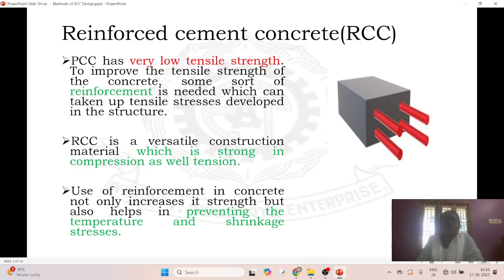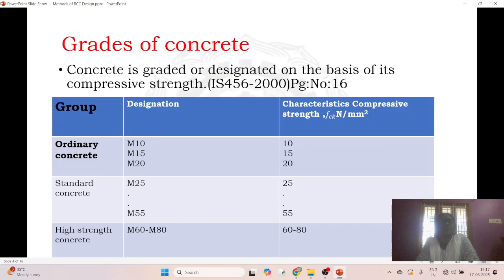The next one is reinforced cement concrete. Plain cement concrete, we know, has very low tensile strength. In order to improve the tensile strength, some sort of reinforcement is added in the concrete, which takes up the tensile stresses developed in the structures. RCC is a versatile construction material which is strong in compression as well as tension. Use of reinforcement in concrete not only increases strength but also helps in preventing temperature stresses and shrinkage stresses.